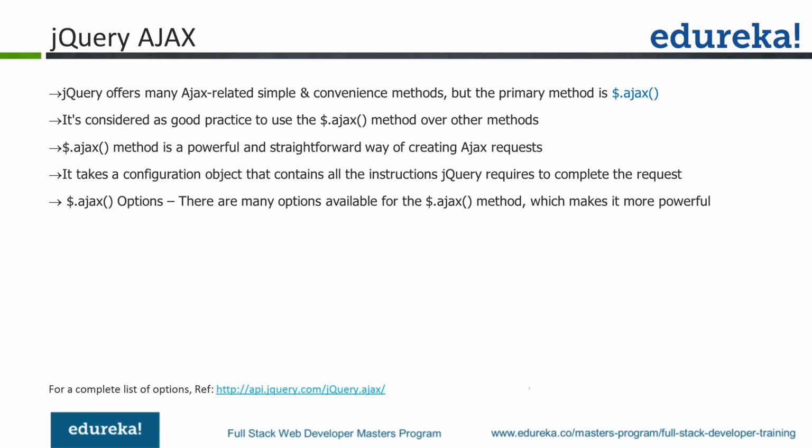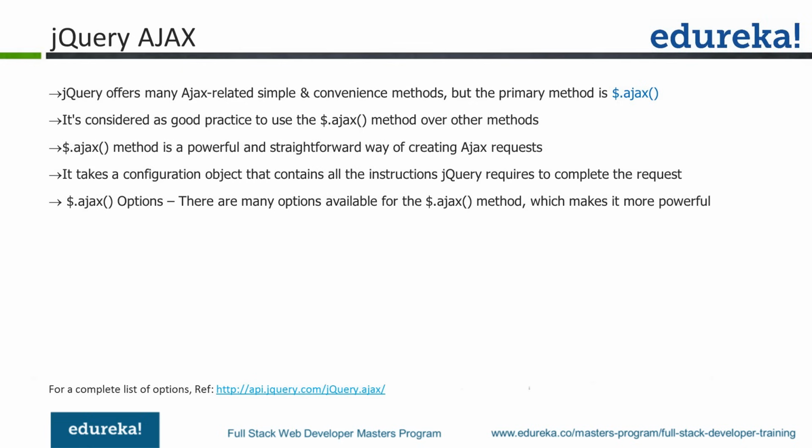Now, there are various methods available in jQuery to make AJAX requests, but the AJAX method is mostly preferred, and it is considered a good practice. It is a powerful method with a lot of features, with a lot of options available to create AJAX requests. What it takes is a configurable object. Configurable object meaning the settings or the options that I just talked about, which you can set and use to complete requests using AJAX.